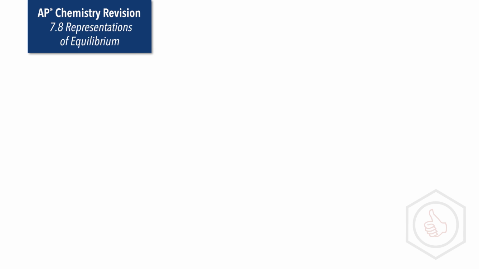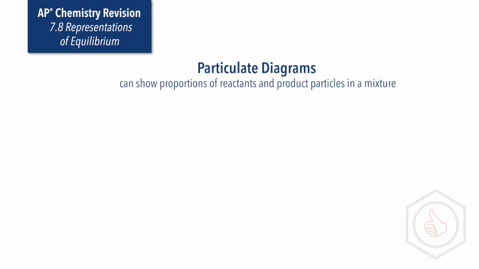Particulate representations and diagrams can be used to help show the proportions of reactant and product particles changing as a system for a reversible reaction approaches equilibrium, giving a visual indication of the magnitude of the equilibrium constant K based upon relative quantities of species.